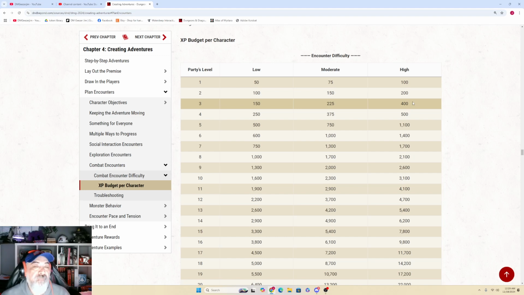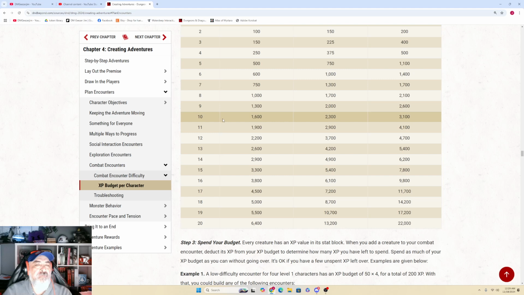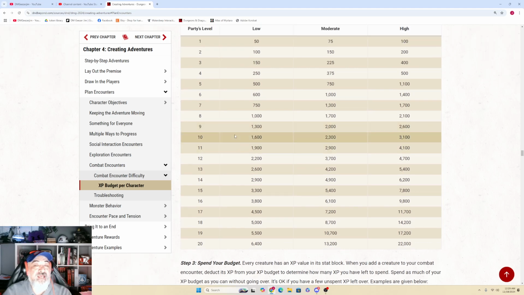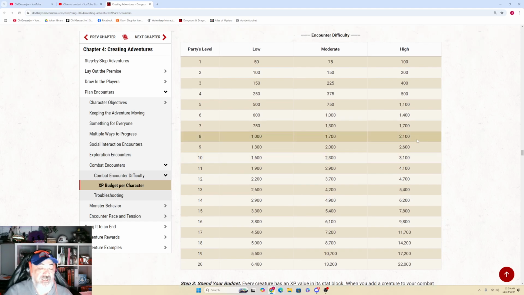For example, a level 2 party for a low difficulty encounter could fight 100 XP worth of monster. Moderate is 150 and high is 200. This is your starting point for your budget, okay? A level 10 party, by comparison, has a low XP threshold of 1600 XP for the budget. The next one is moderate at 2300, and a high difficulty encounter could be 3100 XP.